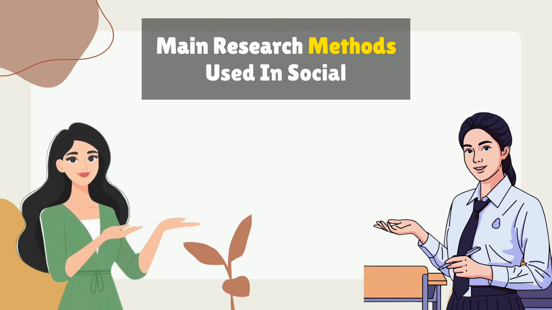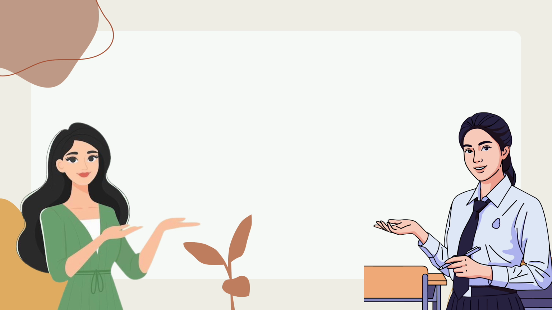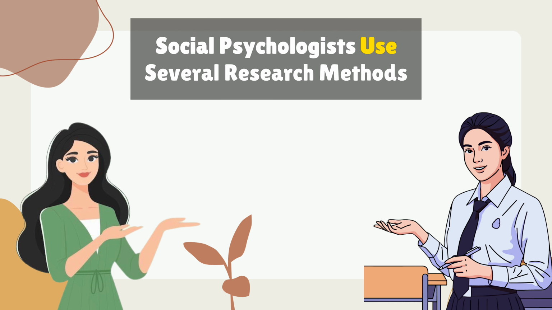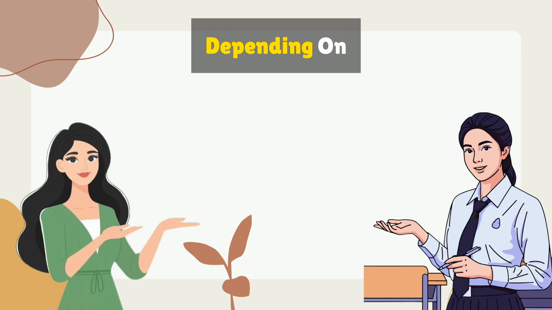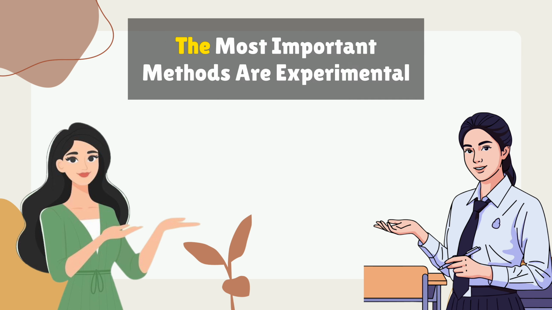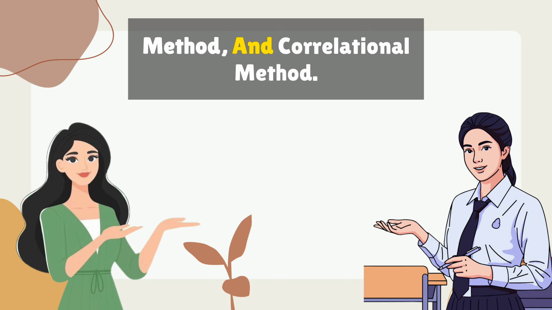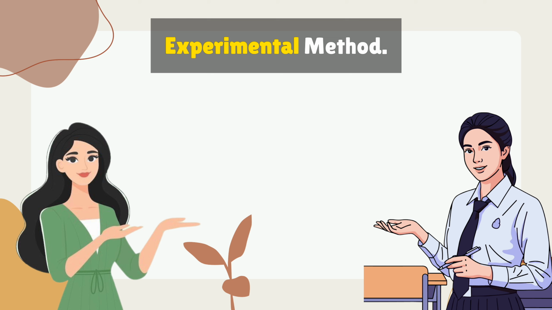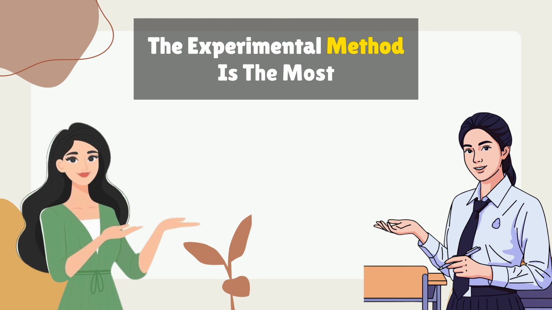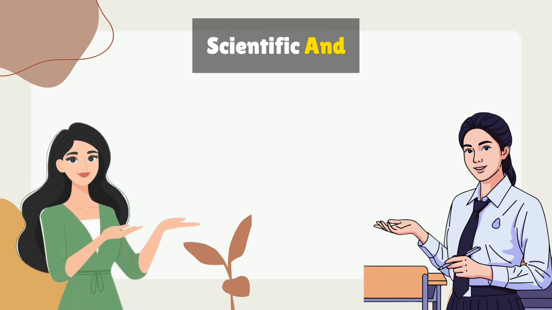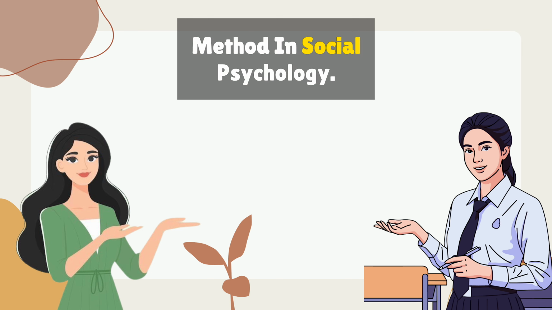Main research methods used in social psychology. Social psychologists use several research methods depending on the nature of the problem. The most important methods are experimental method, observational method, survey method, and correlational method. Experimental method. The experimental method is the most scientific and widely used method in social psychology.